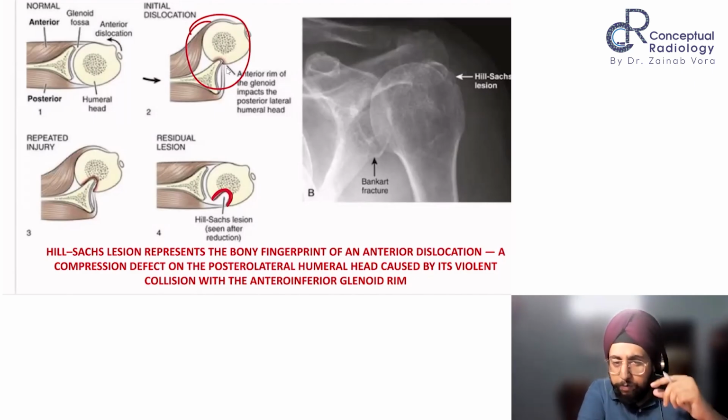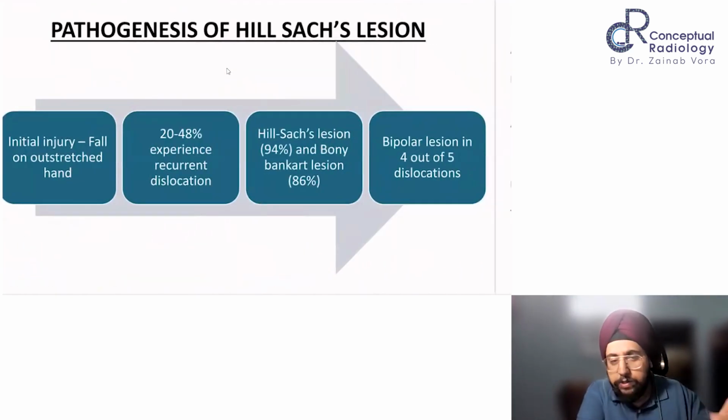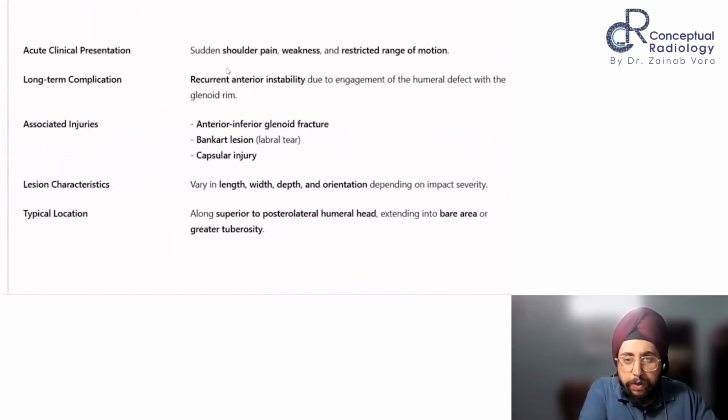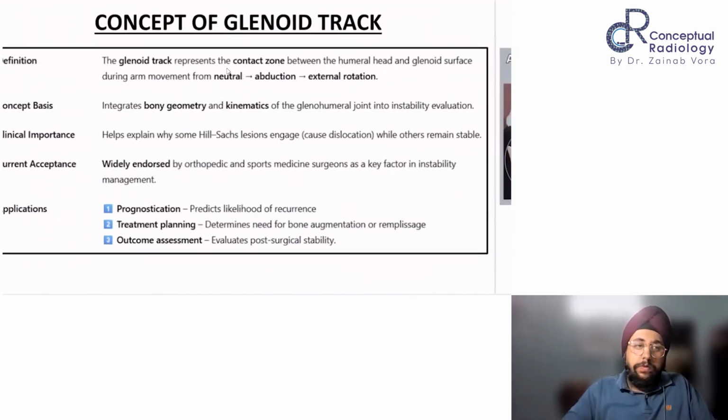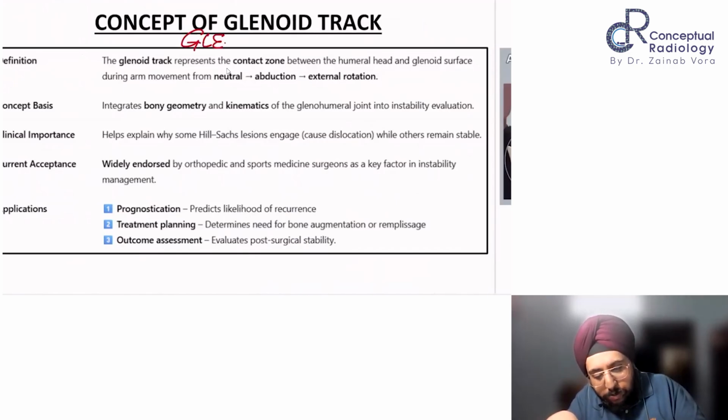Now, because of the formation of the Hill-Sachs lesion, you will undergo repeated anterior dislocations. So it all starts with an initial injury, you have fallen on an outstretched hand. Again, that's an extreme ABER position. Because of the formation of Hill-Sachs and the bony Bankart, which we call the bipolar lesion, 20 to 40% of cases will experience recurrent dislocations. Now, the track over which your humeral head rotates over the glenoid fossa, we call it the glenoid track.